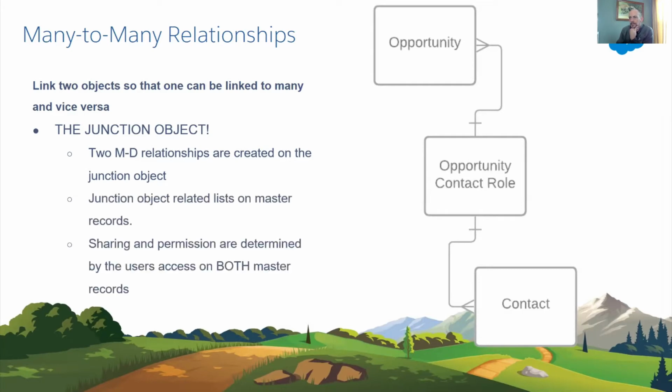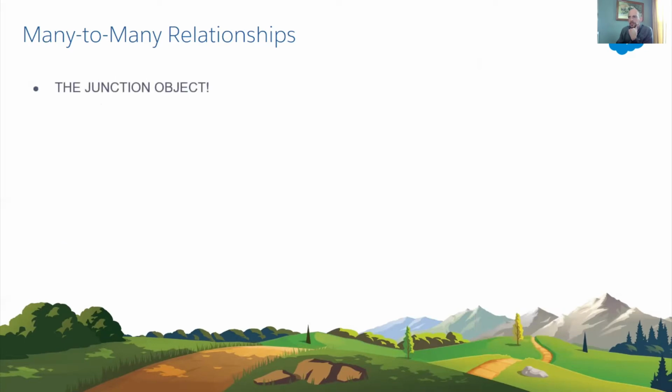We get the related lists on the master records. Permissions are determined by the users on both of the master records. So that gets a little confusing as well. You've got to take both master records into consideration when you're thinking about who's going to create, read, edit, delete, and report on that junction object.